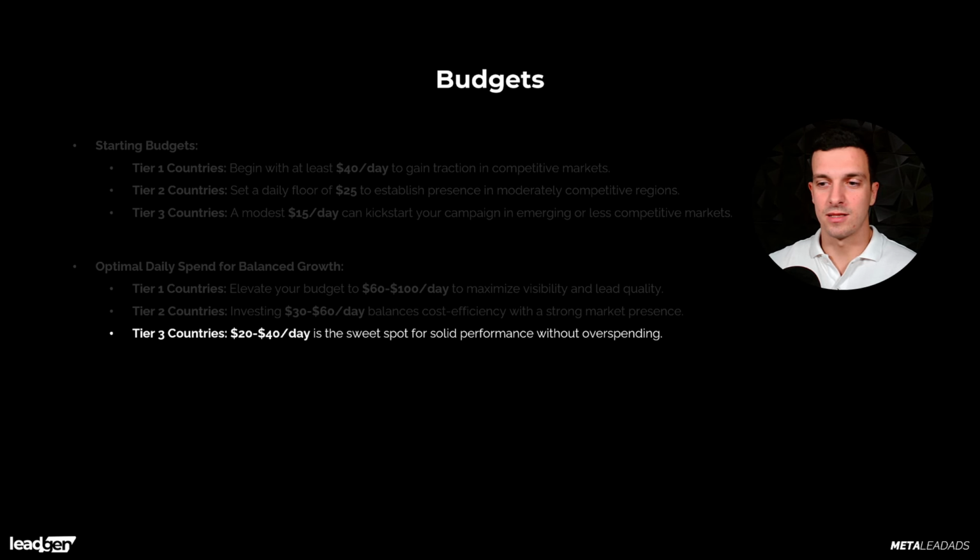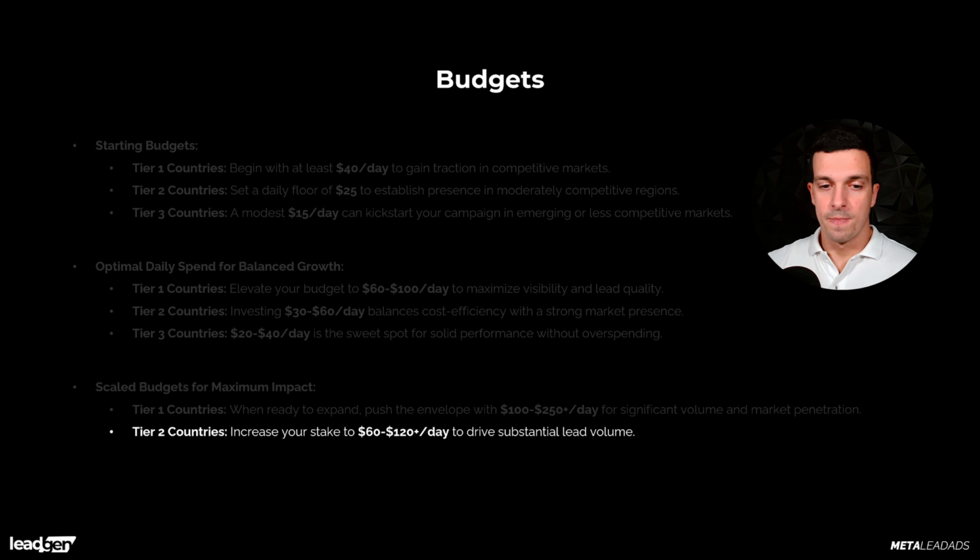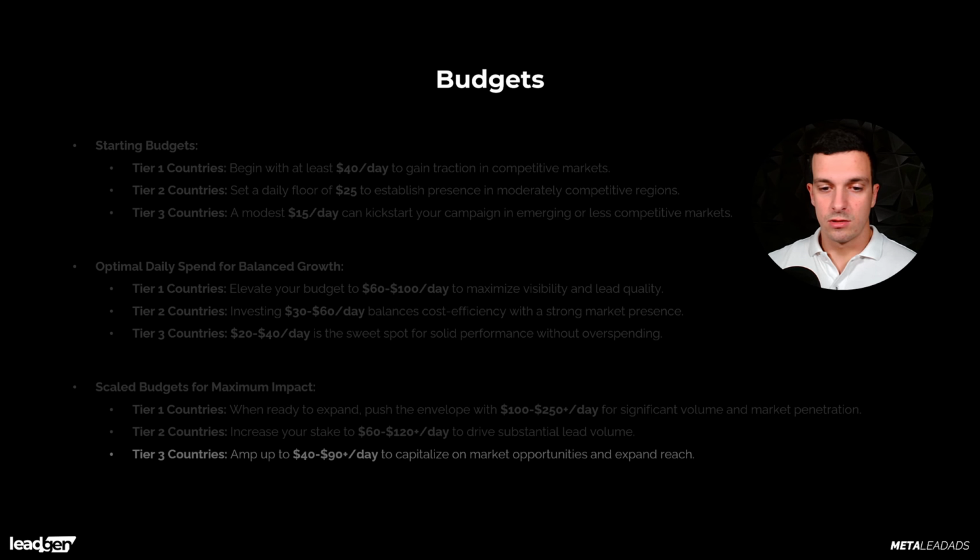And scale budgets for maximum impact: tier 1 countries between $100 and $250, tier 2 countries $60 to $100, and tier 3 countries $40 to $90. So obviously these budgets can get a lot bigger, and I myself managed 100, 200k per month campaigns and accounts. It's a different mix of everything. It's still lead generation.